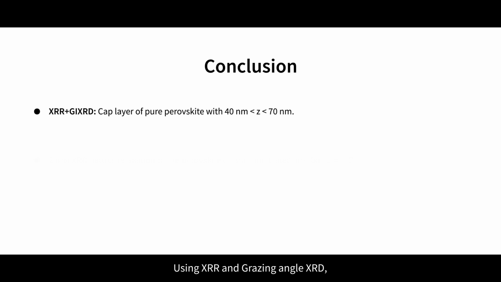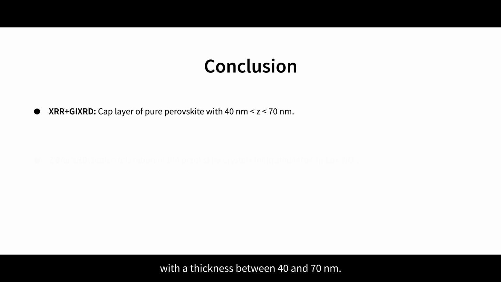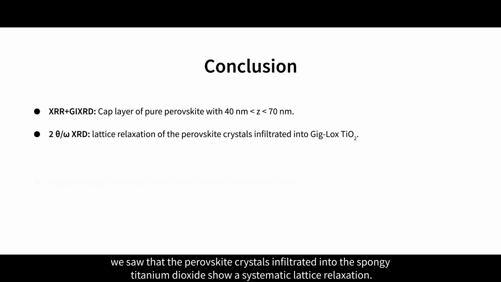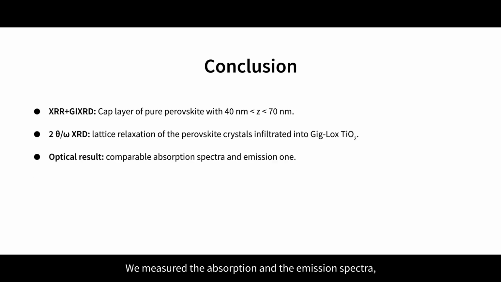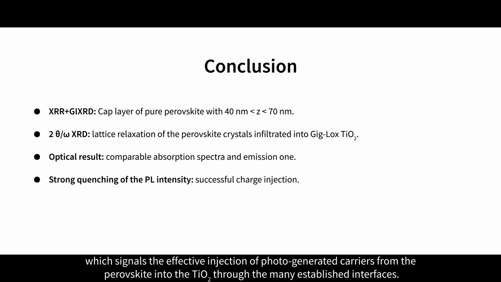Conclusion. Using XRR and grazing angle XRD, we observed a cap layer of pure perovskite on the top of the blended structure, with a thickness between 40 and 70 nanometers. Using the 2 theta or omega XRD configuration, we saw that the perovskite crystals infiltrated into the spongy titanium dioxide show a systematic lattice relaxation. We measured the absorption and the emission spectra, and despite the change in the crystal structure, no optical changes were observed. In addition, we found strong quenching of the photoluminescence intensity, which signals the effective injection of photo-generated carriers from the perovskite into the titanium dioxide through the many established interfaces.